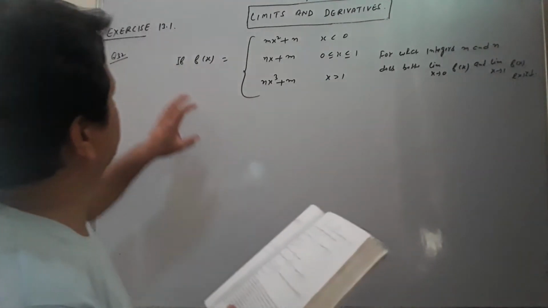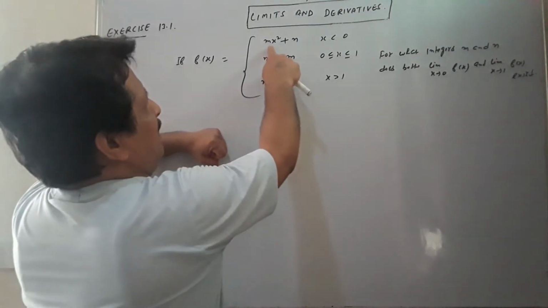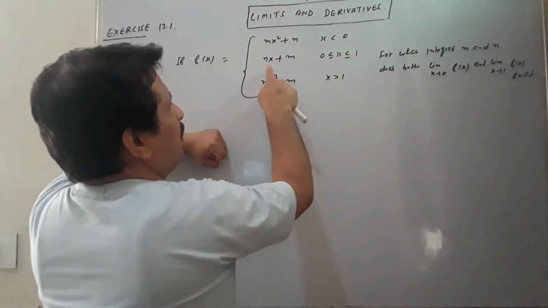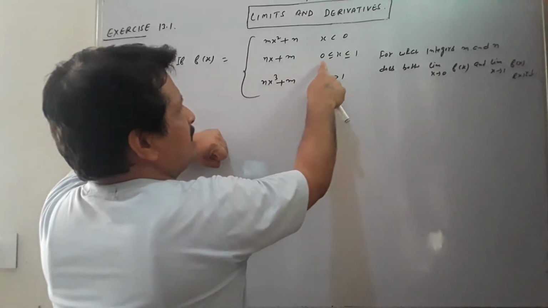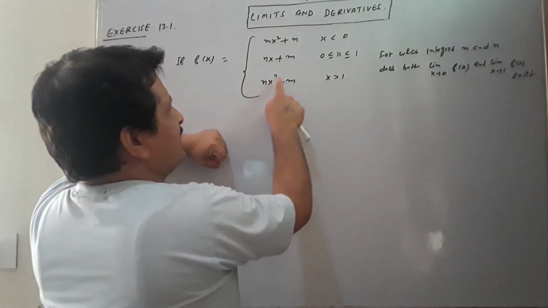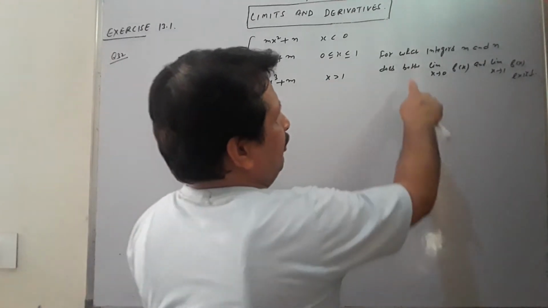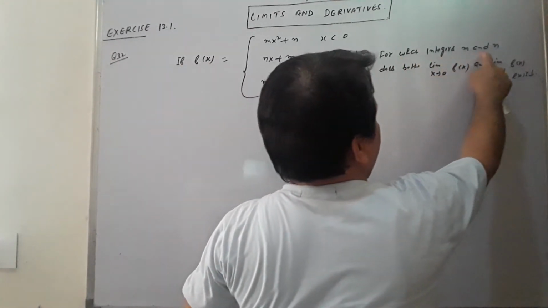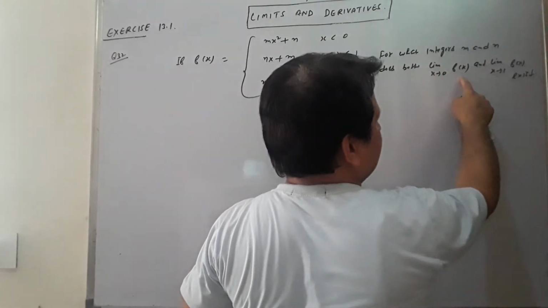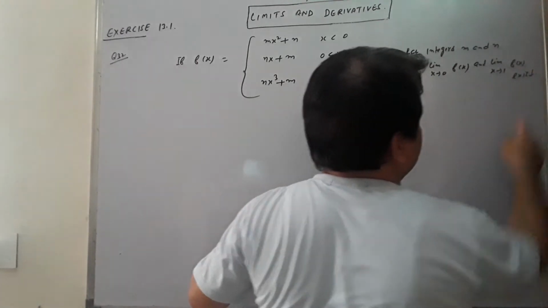Here what is given to you is that f of x is equal to mx square plus n, where x is less than 0; nx plus m, where 0 is less than or equal to x is less than or equal to 1; nx cube plus m, where x is greater than 0. For what integers m and n do both the limit as x tends to 0 of f of x and the limit as x tends to 1 of f of x exist?